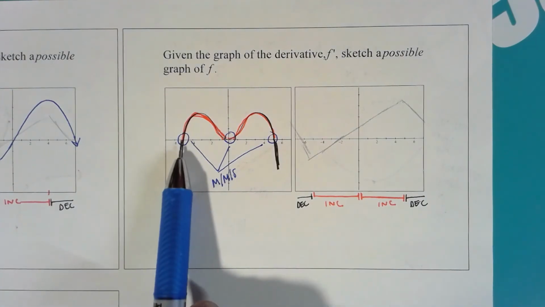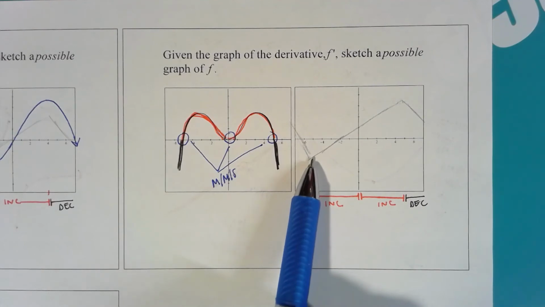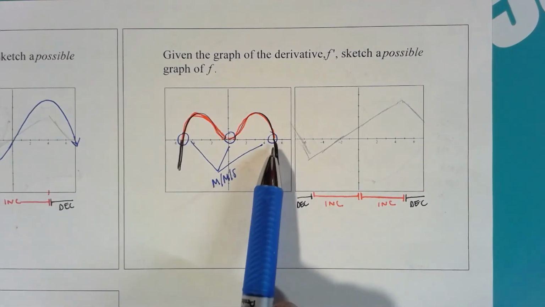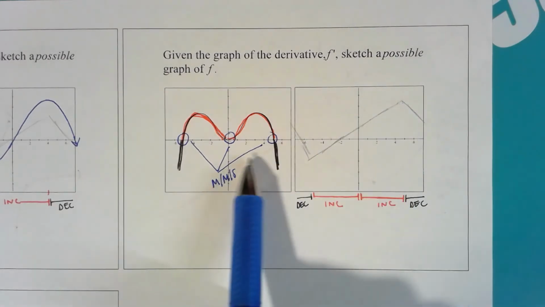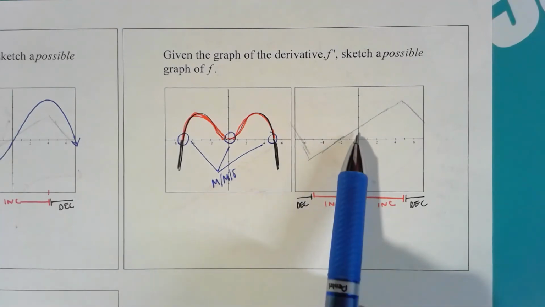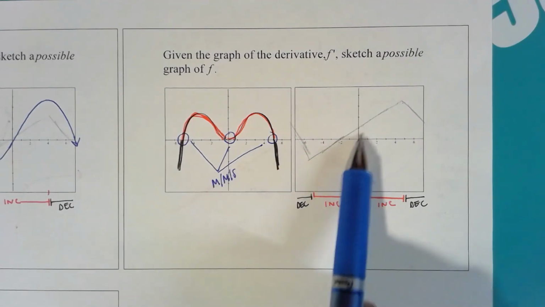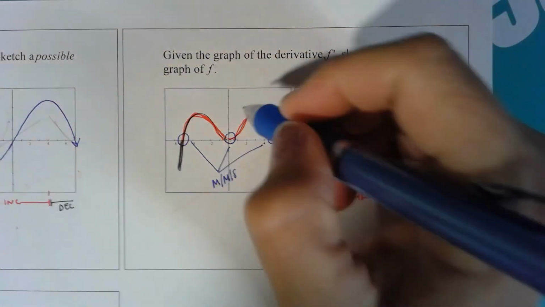I need to have a max, a min, or a shelf here. Well, look, it just so happens to be a min. Here, I need a max, a min, or a shelf. It just so happened to be a max. But remember, we can't ignore this. This is where we're going to get a shelf because it's not a max or a min. There's no direction change there, but the slope equals 0.